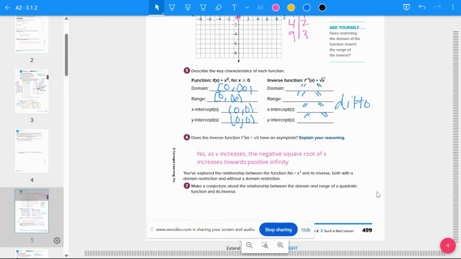And then this one says make a conjecture about the relationship. So you're going to write basically a hypothesis. What is something that you think could happen between the domain and range of a quadratic function and its inverse? So take a second, think about it.